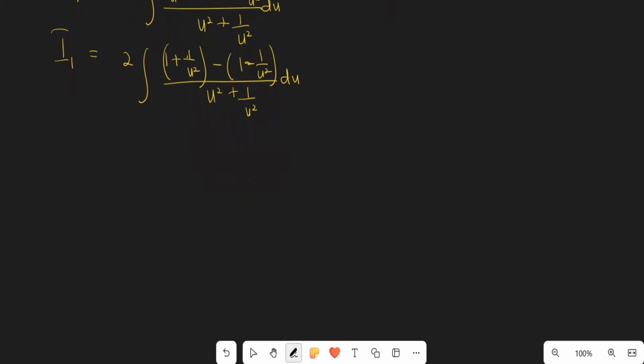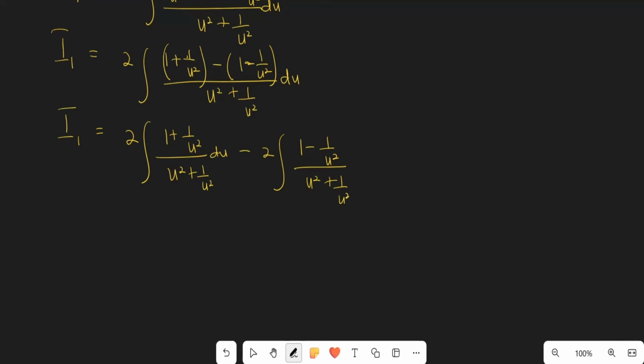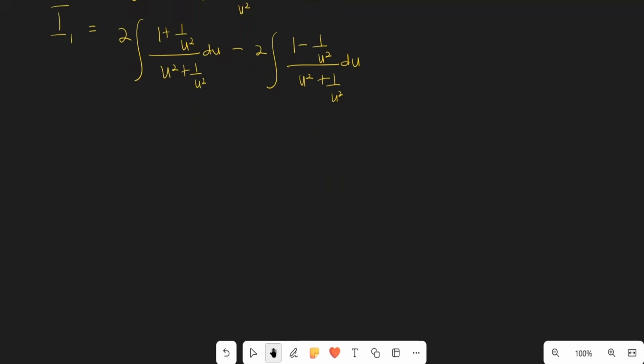Now let's split this I1 into 2 different integrals. So 2 times the integral of 1 plus 1 over u squared all over u squared plus 1 over u squared du, minus 2 times the integral of 1 minus 1 over u squared all over u squared plus 1 over u squared du. Cool.